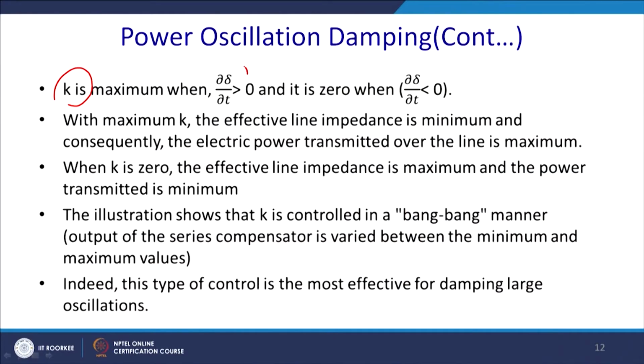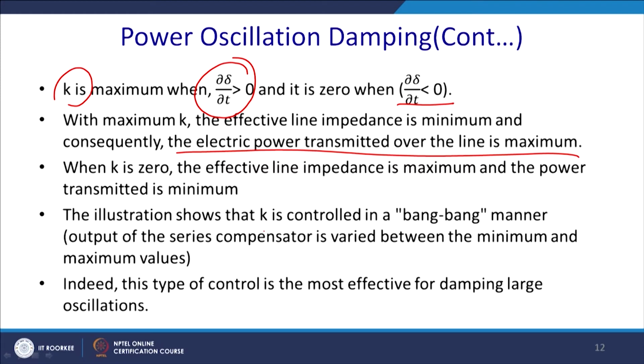So, K is maximum when this one is more than and it is 0 when it is negative. With the maximum K, the effective line impedance is minimum, and consequently the electric power transmitted over the line is maximum. When K is 0, then the effective impedance is maximum and the power transmitted by the line is minimum.